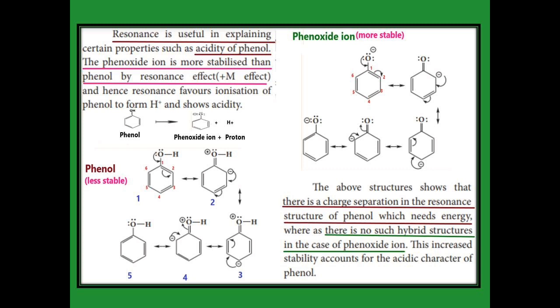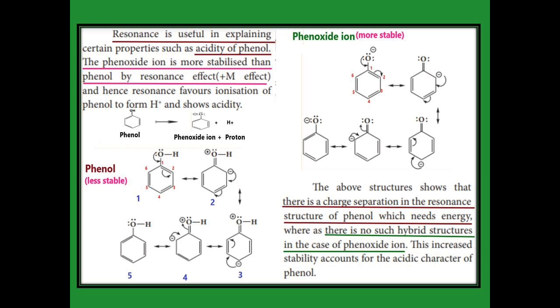Resonance is useful to explain the acidity of phenol. For example, the phenol structure is benzene attached with OH, which is called phenol. Now we say phenol has acid character. Acid means it gives H plus. So when phenol gives H plus, the remaining one is the phenoxide ion. Phenoxide means benzene attached with O, and that O now has negative character.